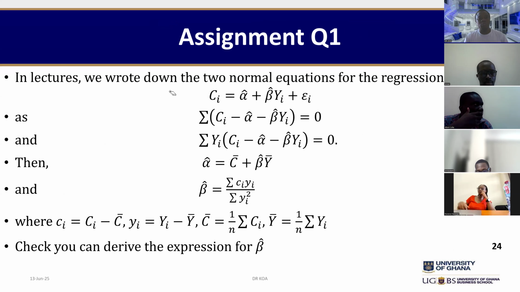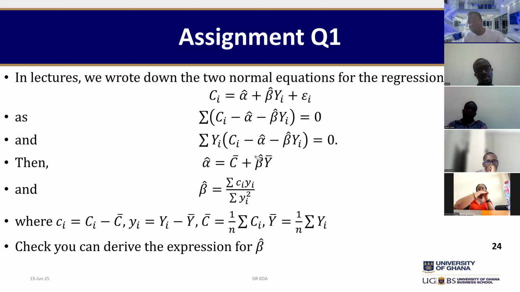So that's it. Now, what I want you to do is look at this assignment. We wrote down the two normal equations for the regression. You remember this one, consumption is a function of income here, and then you have the error term. We indicated that when you substitute this one, you can set it to 0, expand this out, and come out with this and that. Now, what I want you to do is this. This we have gone through already, where we indicated C is equal to the blah, blah, blah. I want you to derive the expression for the beta cap for this.